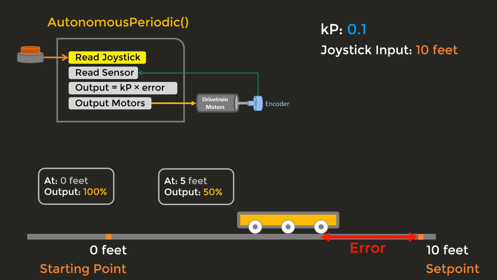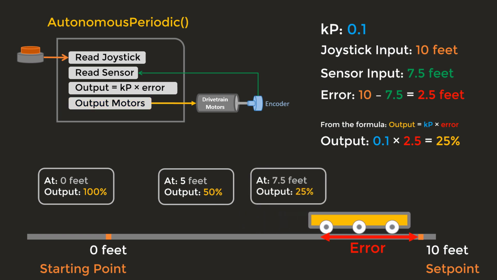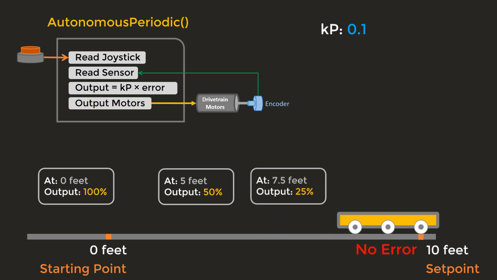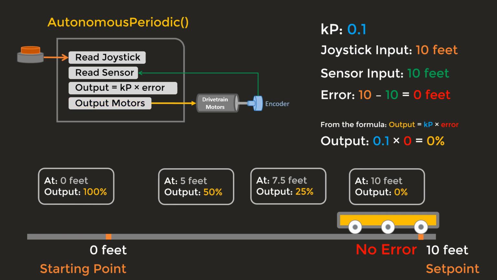The third time it runs, the buttons say go to 10 feet. The sensors say it is at 7.5 feet, which leaves an error of 2.5 feet. Then, the formula calculates the wanted speed to be 25%, and the robot outputs 25% to the motors. The fourth time it runs, the buttons say go to 10 feet. The sensor says it is at 10 feet, which leaves an error of 0 feet. Then, the formula would calculate the wanted speed to be 0%. And the robot would output 0% to the motors, stopping it right there. At least that is the theory.